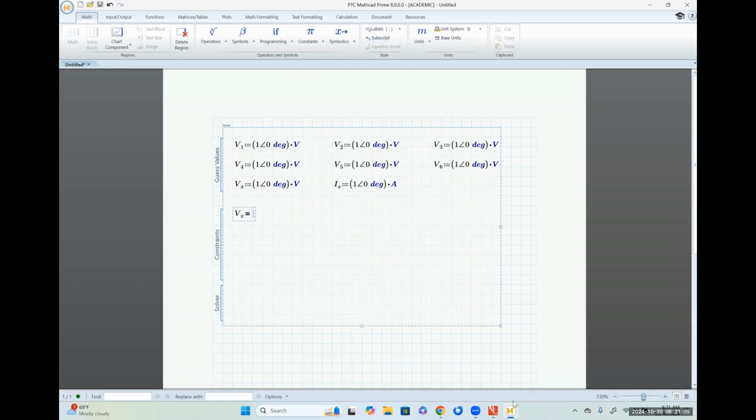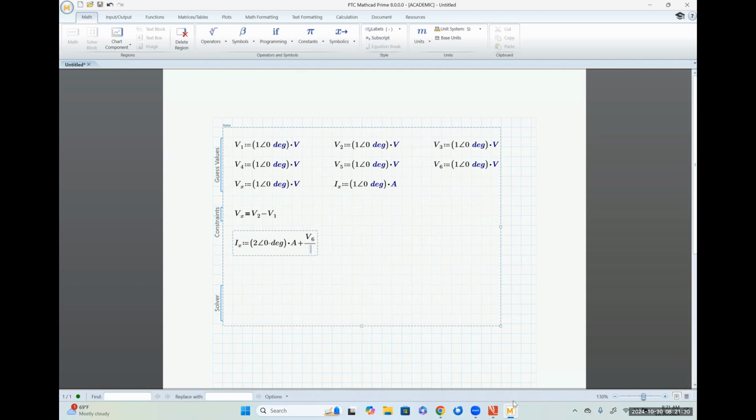So Vx control equal V2 minus V1. For my Ix equation, I'm going to use that second relationship just because it's less stuff to type. So that's going to be 2 angle 0 degrees amps plus V6 over J6 ohms.